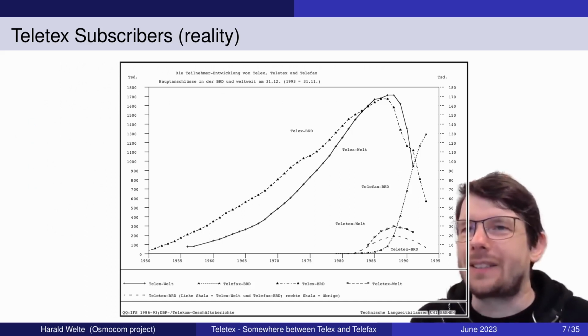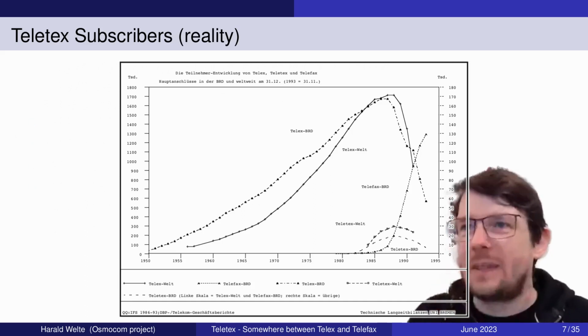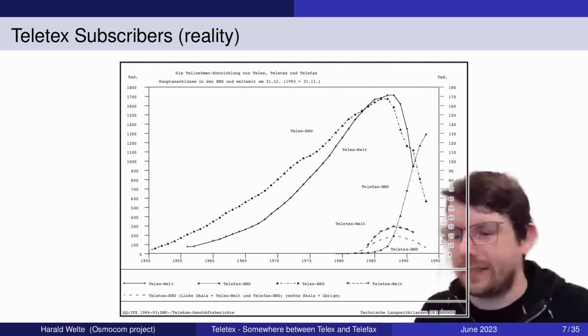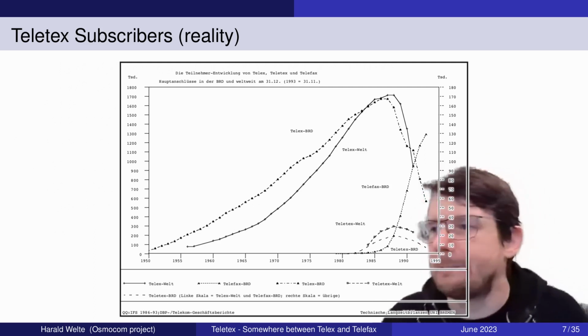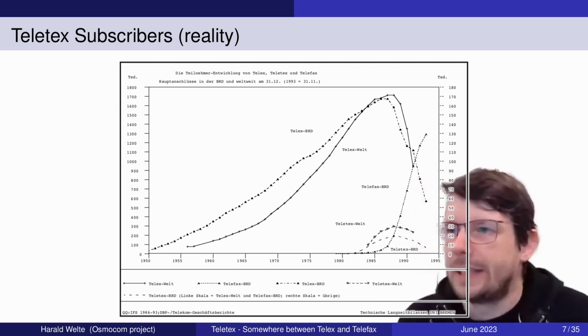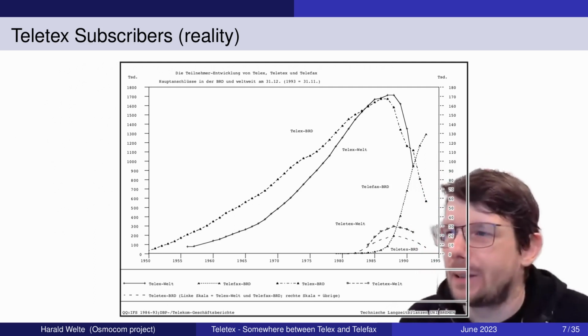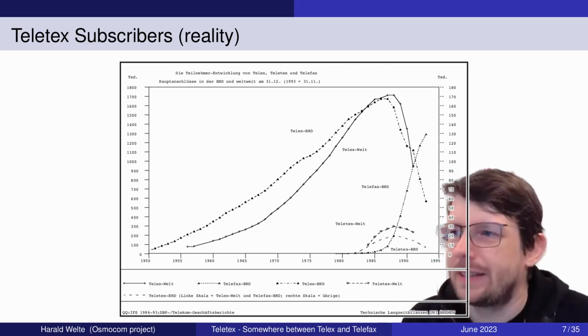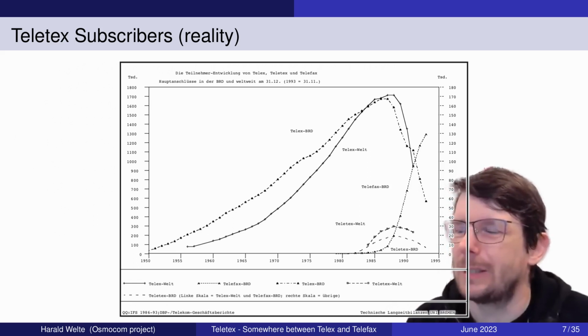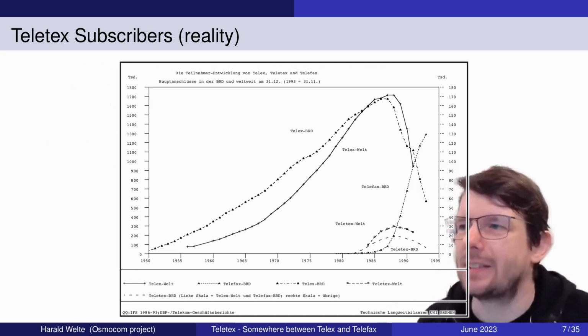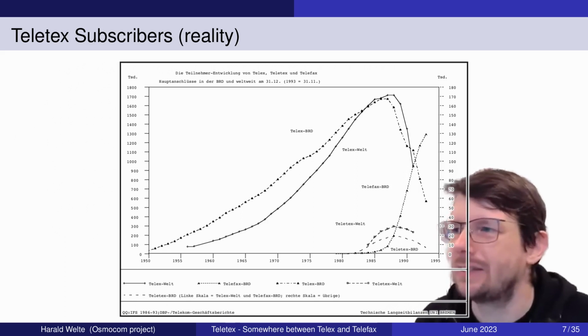So this is another graph about the reality, comparing it with other services. So we have a graph here. That's the Telex in Germany, this graph here. We see, and this is in thousands, that we had about 1.7 million Telex devices in Germany around 1985.